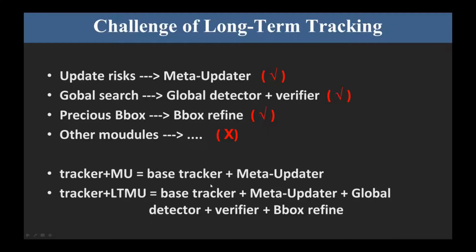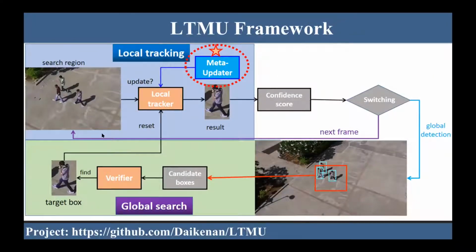A tracker with the metadata, we call it Tracker-MU. If a tracker with the metadata, global search, verifier, and bounding box refinement, then it is a complete long-term tracking algorithm. We call it Tracker-LTMU. And this is our LTMU framework. The metadata controls the update of the local tracker, and the global detector and verifier search for the target from the whole image when the target is lost.